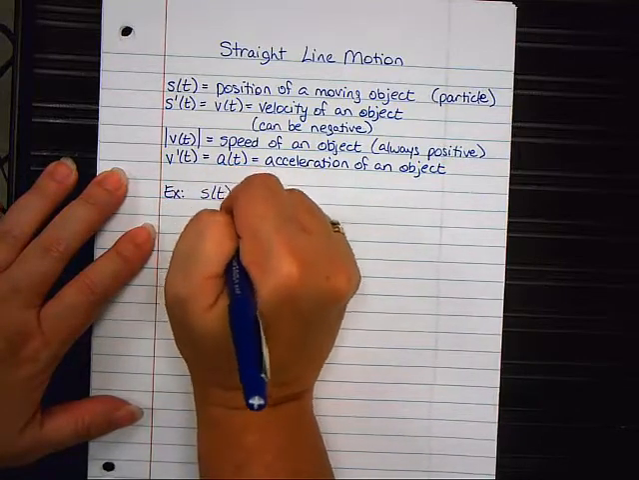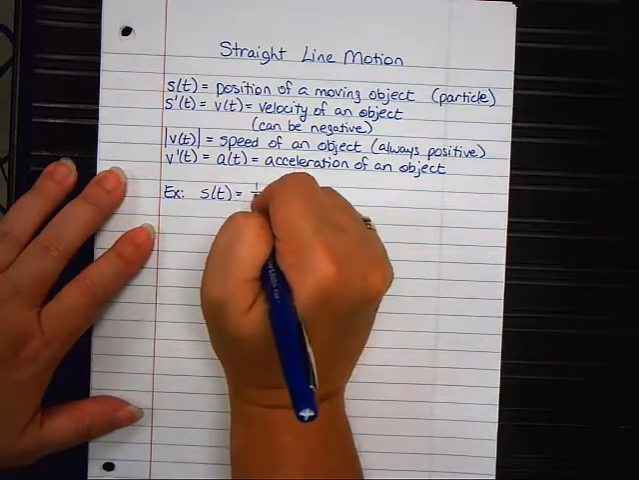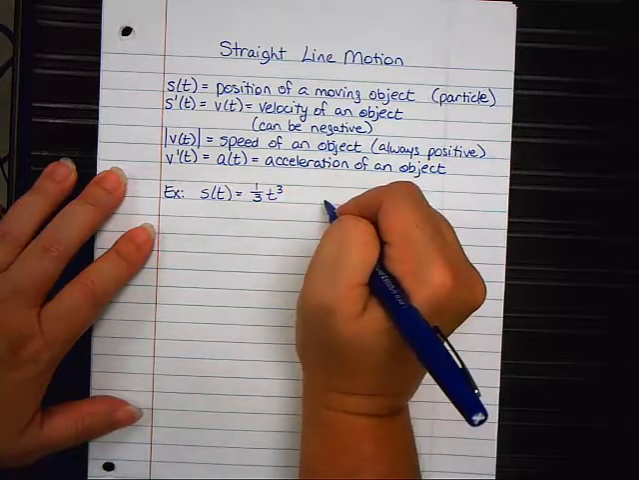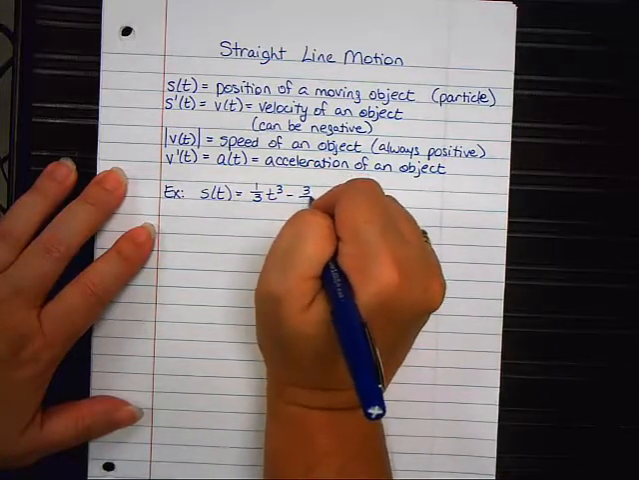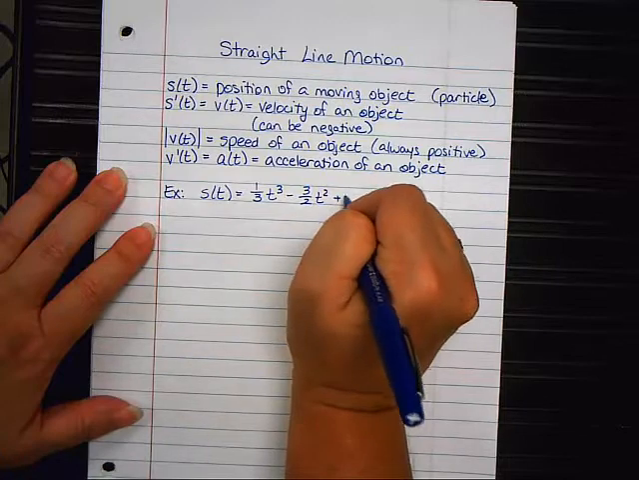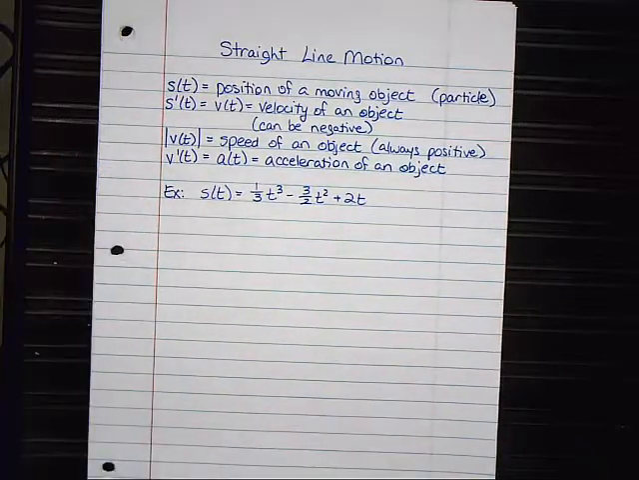Here is the position equation for a certain moving particle: 1/3 t to the third minus 3/2 t squared plus 2t. That is the function that defines the path, the straight line motion path of a moving particle. Okay?